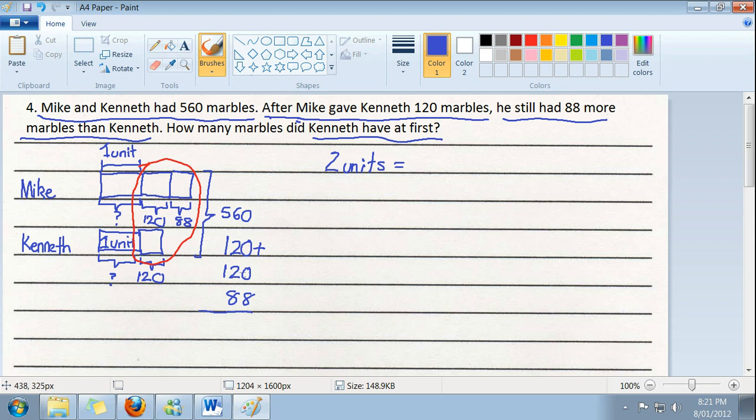Alright. 0 plus 0 is 0, plus 8 is 8. 2 plus 2 is 4, plus 8 is 12. 1 plus 1 is 2, plus 1 is 3. So these three add up to 328. So in other words, 2 units equals 560, which was the total, take away 328, which is the total of these three added up together. Okay, I'm going to write it differently.